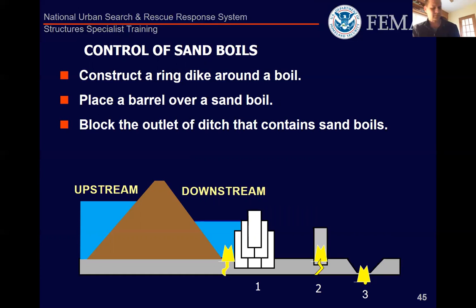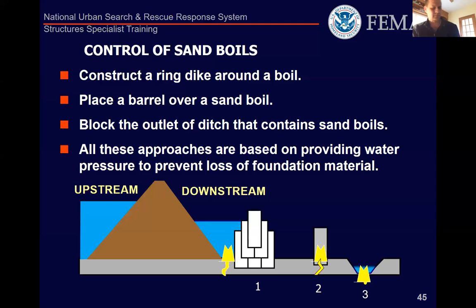Or if it's in a ditch, or in a path where water's then flowing from the sand boil to a channel or something, you can block the outlet. So you can basically build a small dam to block that water path. And what we're doing with each of these is increasing the head pressure on top of that to put higher pressure on the boil, which will then cause it to drop the sediment, and it will no longer carry sediment through that seepage path.